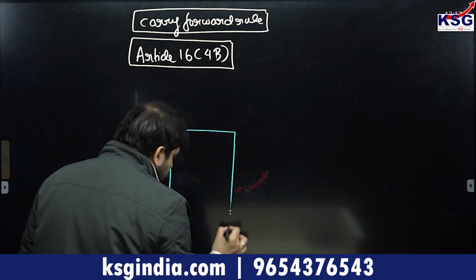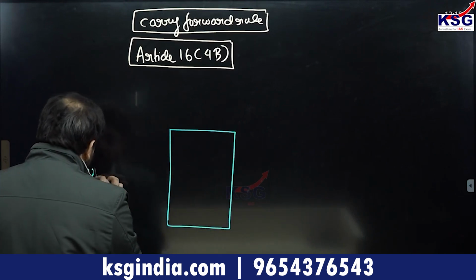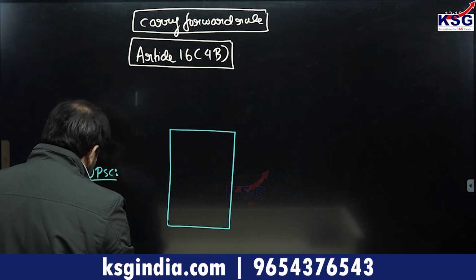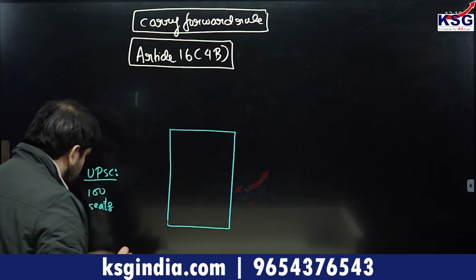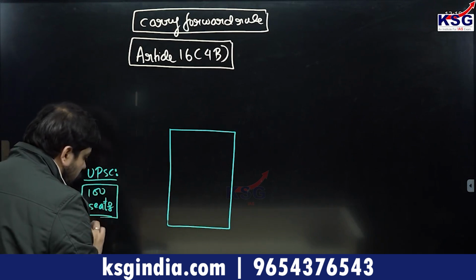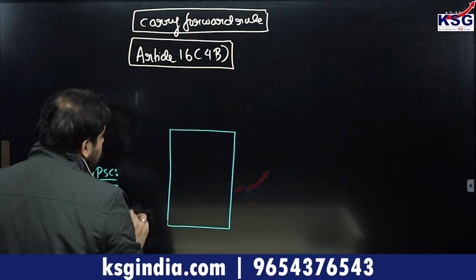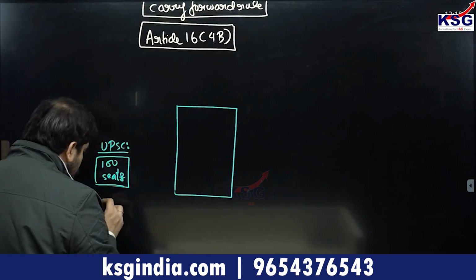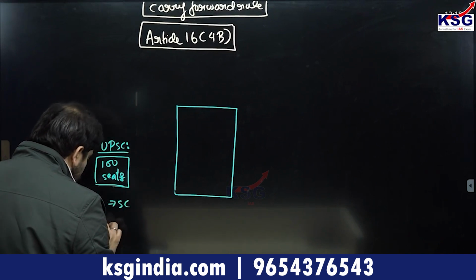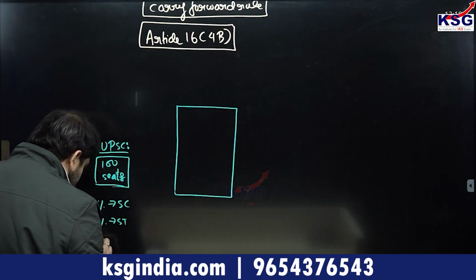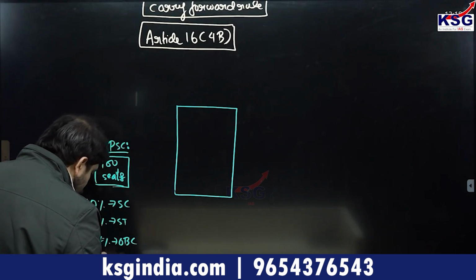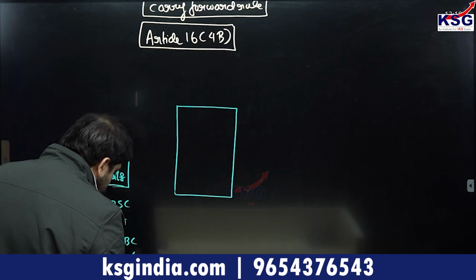Let's say, for example, the UPSC gives 100 seats in one year, and the reservation quota on these seats is like this: 10% for SC, 10% for ST, 27% for other backward classes, and 10% for EWS, right?